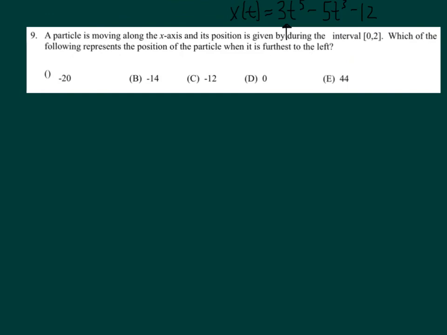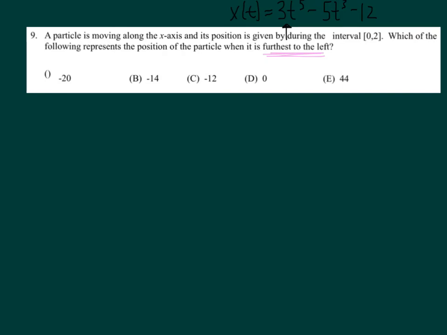It says a particle is moving along the x-axis and its position is given by, I just squeeze mine in, x of t equals 3t to the 5th minus 5t cubed minus 12 during the interval 0 to 2. Which of the following represents the position of the particle when it's furthest to the left?